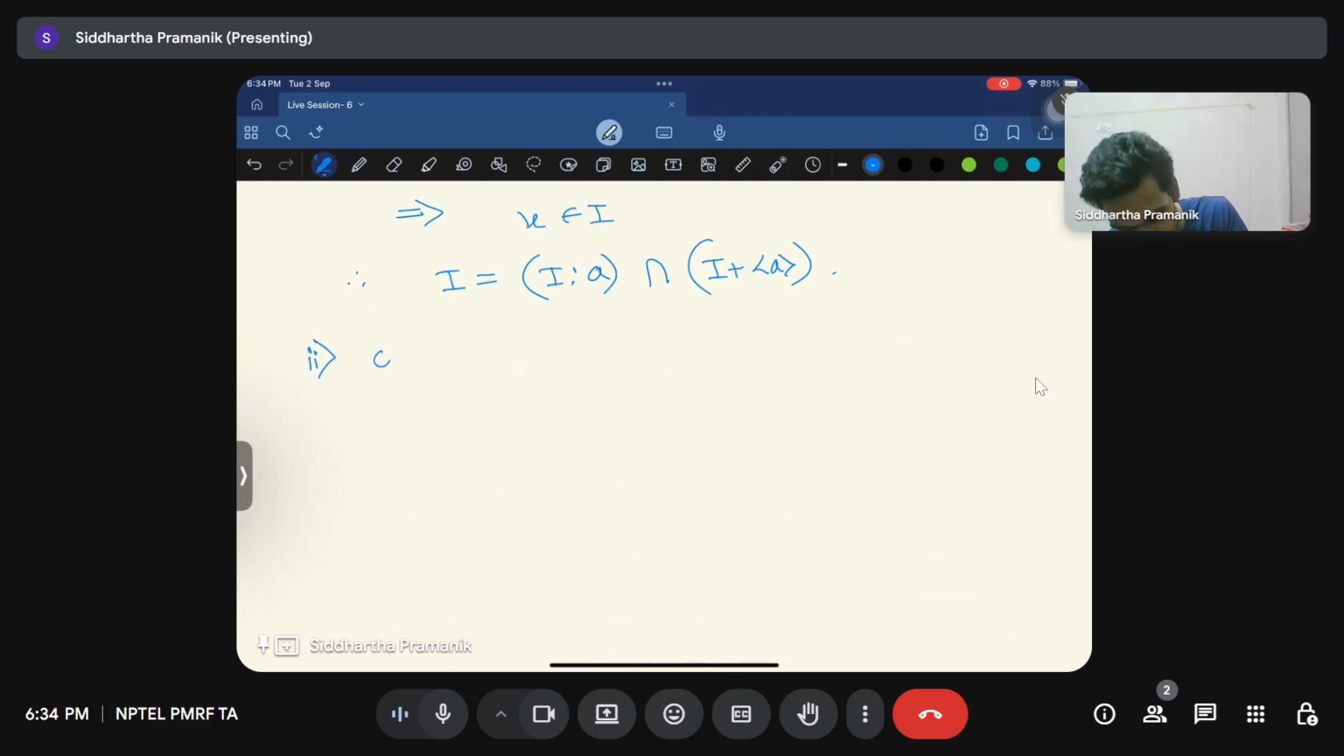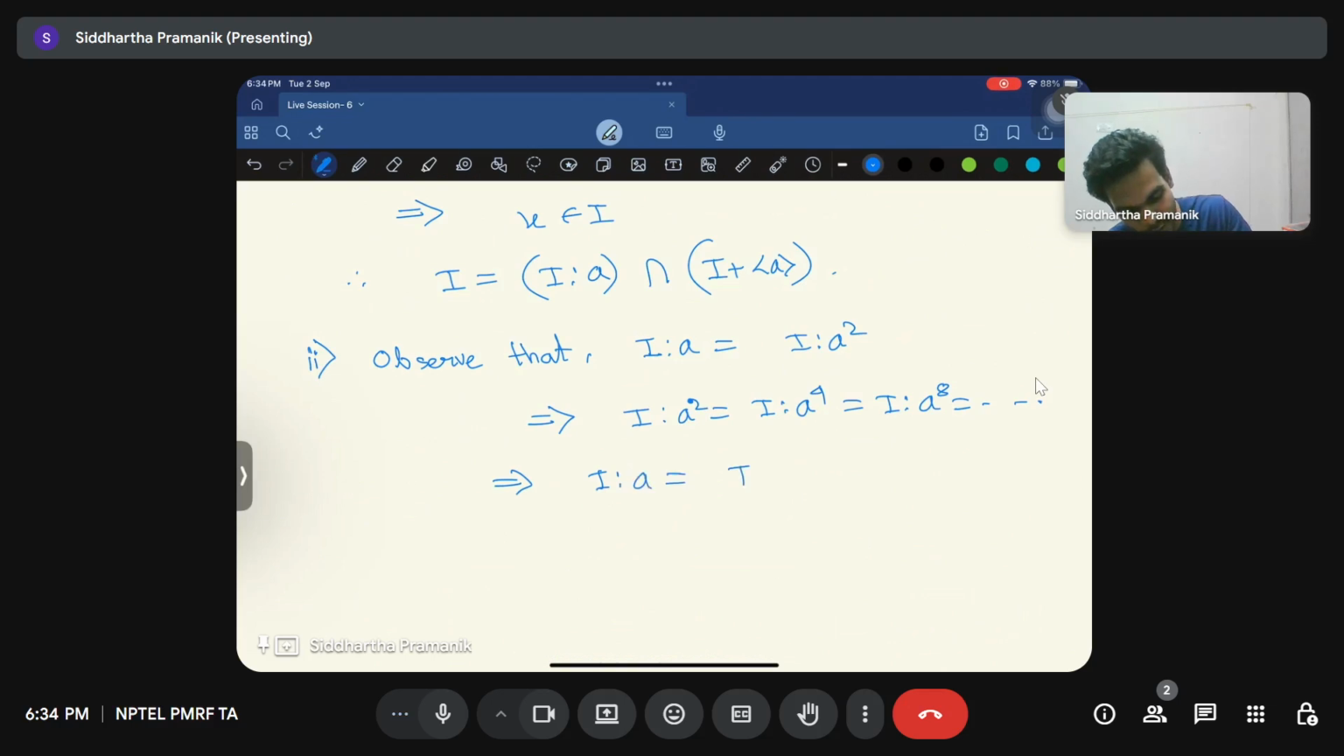So the second one. First observe that I colon A is the same as I colon A square. That will imply I colon A square equals I colon A power 4. This equals I colon A power 8 and so on. So this means I colon A equals I colon A power 2 power m for all m greater than or equal to 1.